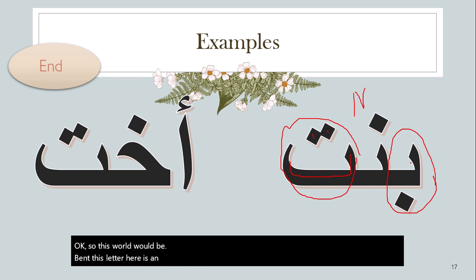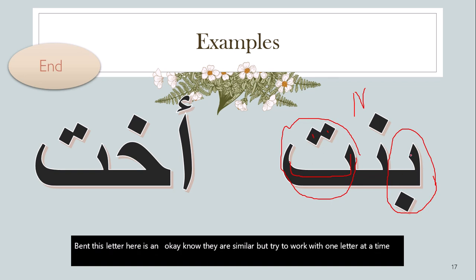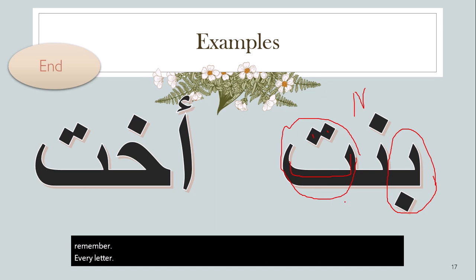I know they are similar, but try to work with one letter at a time. Start with the first one, then the second, then the third, and try to remember every letter individually. Bint, by the way, means girl in Arabic. Bint means girl. Here again we know two letters, again the first and the third letter. So let's try to read it.